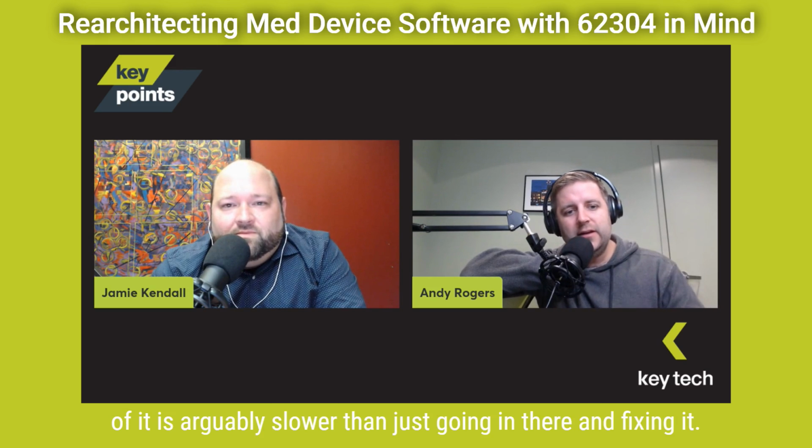I'm all about process for sure, and I know our clients are, but we talked a little bit about time before. So to me, it sounds like following 62304, or the spirit of it, is arguably slower than just going in there and fixing it. Because you're taking more time, you're applying this methodology. Does it save you time in the long run?